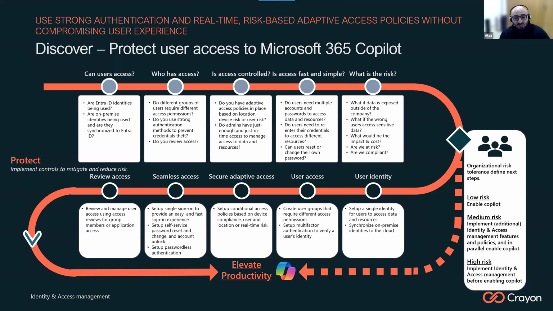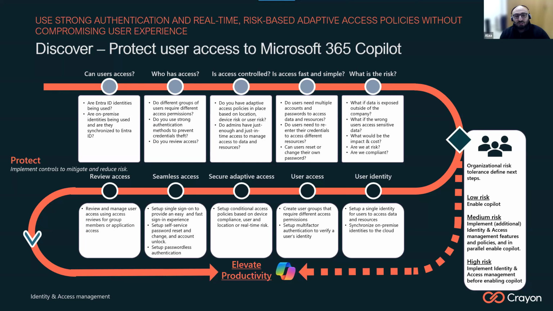For secure adaptive access, we use security measures that are based on the user behavior and context, similar to conditional access, based on device compliance, user location, and real-time risk, that can significantly enhance security. Ensure seamless access. So we implement policies that provide easy yet secure access to data. This includes single sign-on, self-service password reset, account unlock, passwordless authentication, and more.